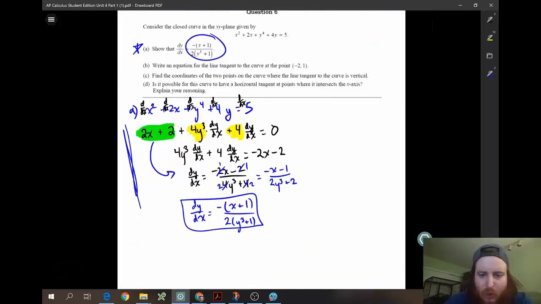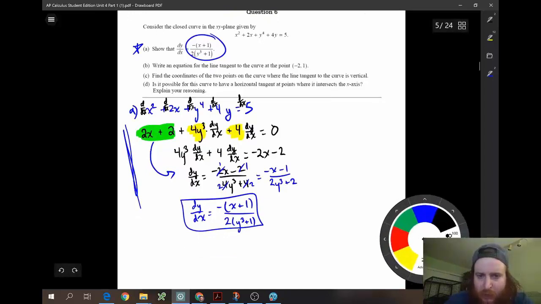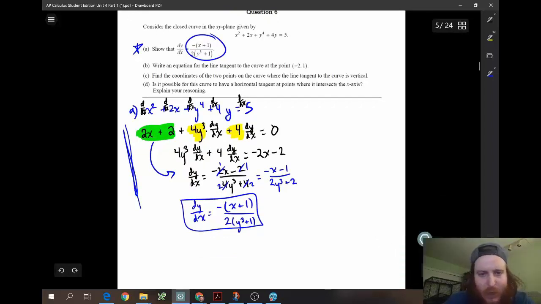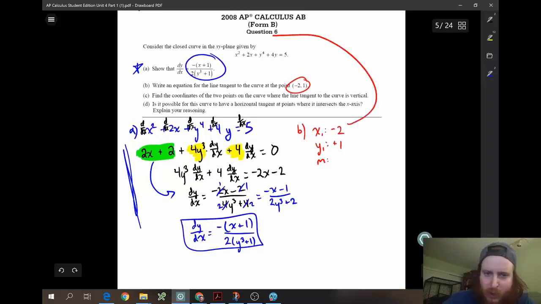Okay, B. Write an equation for the tangent line at the point negative 2, 1. On these, sometimes they'll give you both points, sometimes they won't. So just remember x1, y1, and m. In this case, they gave me negative 2 and positive 1. But if they didn't give me 1, how would I get it? I would take my negative 2 and plug it into the original where we saw x. The issue with these is they're harder to solve because they're implicit, so a lot of times they'll give you both. In this case, they gave us both.